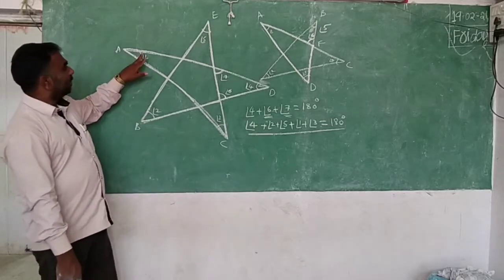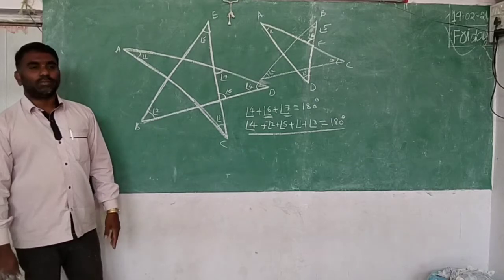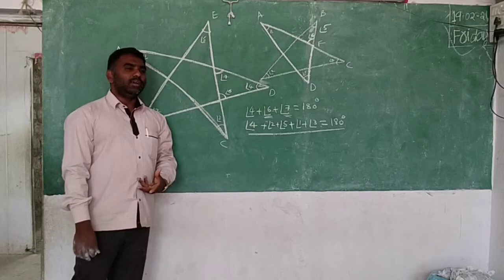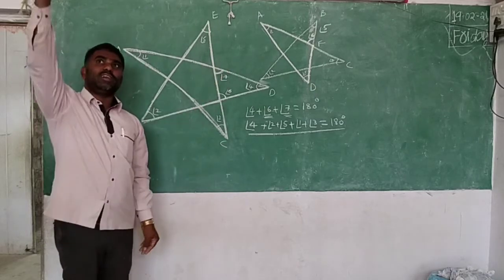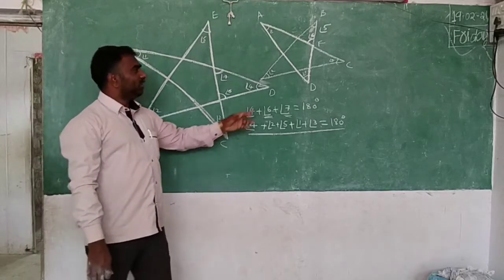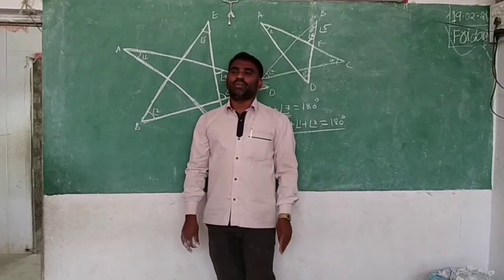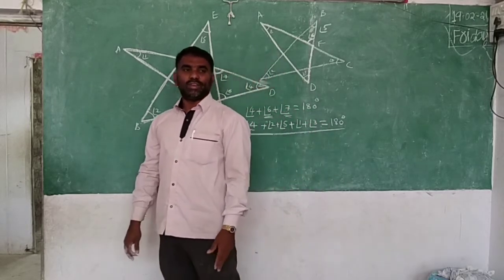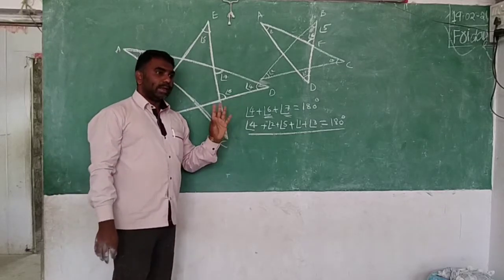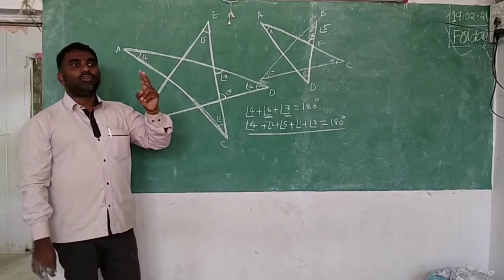180. So the sum of these 5 angles is also 180. Maybe you take the big star or the small star, the star on the board or the star in space. Whether big or small, the sum of the corner angles you will get is 180 only. You understand clearly? Otherwise you will get confused. Simply, what you have to remember in this question: take two big triangles.